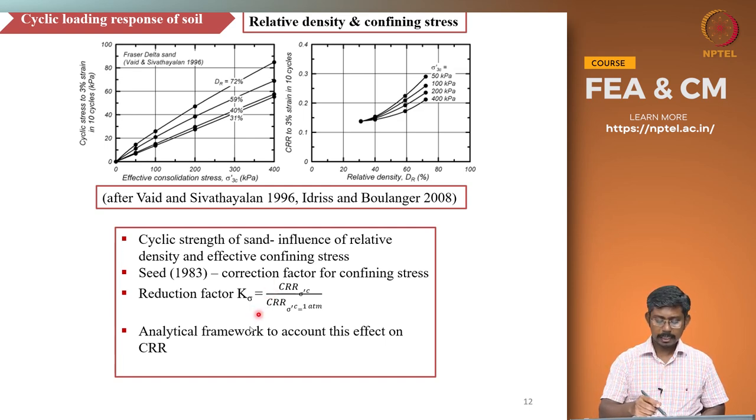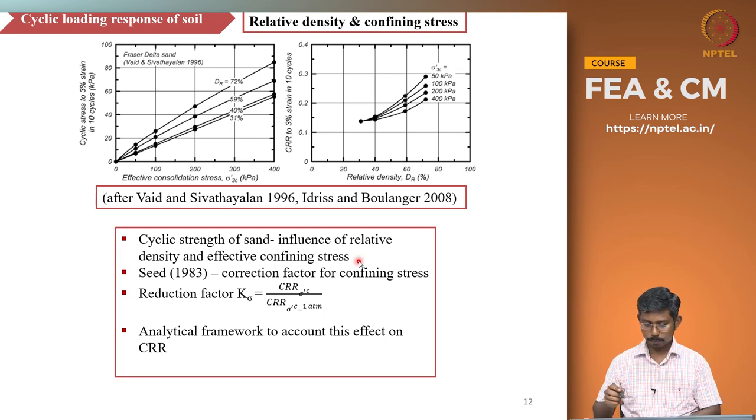Normally, a correction factor is applied to incorporate the influence of the confining stress. So the reduction factor K sigma is defined as the ratio of the cyclic resistance ratio at any confining stress to the cyclic resistance ratio at a confining stress of 100 kPa. Through this, the effect of confining stress can be represented on the cyclic resistance ratio.